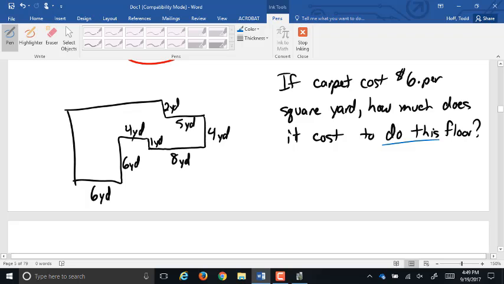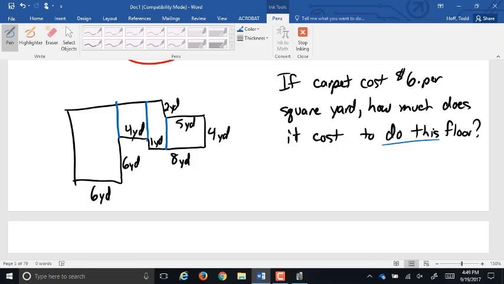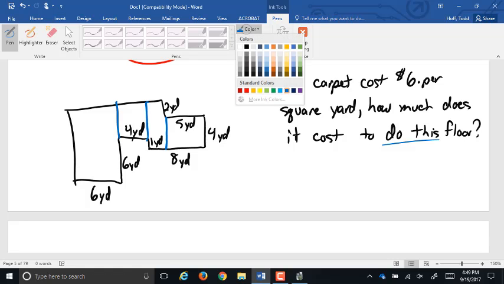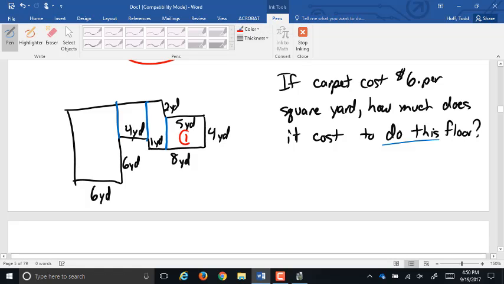Well, to do this, I have to somehow divide it up into rectangles that I can find the area of. I usually either pick a direction, either horizontal or vertical, and I make all my dividing lines in that direction. So here I just made vertical cuts until everything was cut into rectangles. Then I have to find the area of each of them.